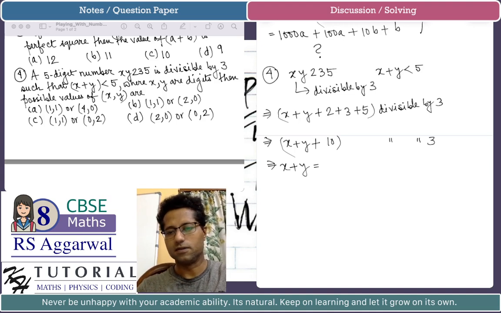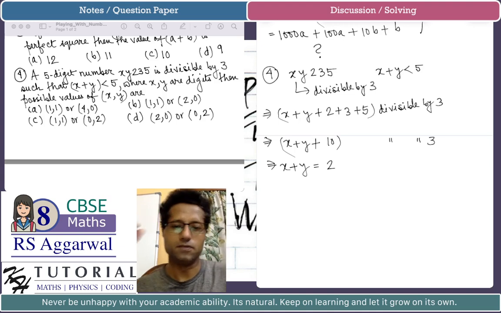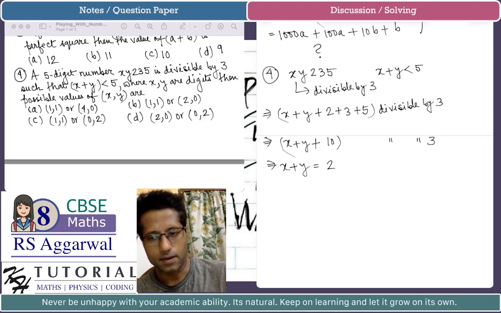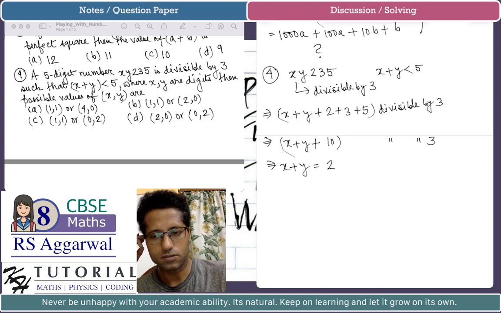No, because 3 plus 10 is 13, which is not divisible by 3. Can x plus y be 2? So 2 plus 10, 12 is divisible by 3. So x plus y can be 2. Can x plus y be 1? 10 plus 1 is 11, which is not divisible by 3. And can x plus y be 0? No, because 0 plus 10 is 10, 10 is not divisible by 3.